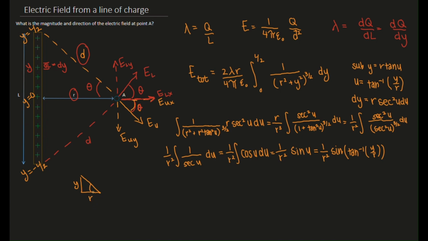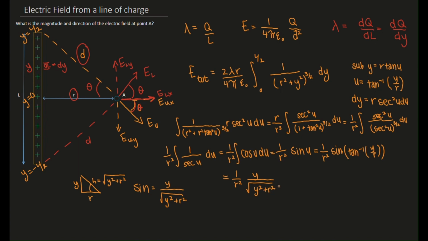So what is the sine of this angle? We'll call this side the hypotenuse, which, using the Pythagorean theorem, we know is the square root of the sum of the squares of the sides. So that's the square root of y squared plus r squared. So the sine of this same triangle is simply y over the square root of y squared plus r squared. That's all I'm putting in here. So I can say this is now equal to 1 over r squared times y over the square root of y squared plus r squared.